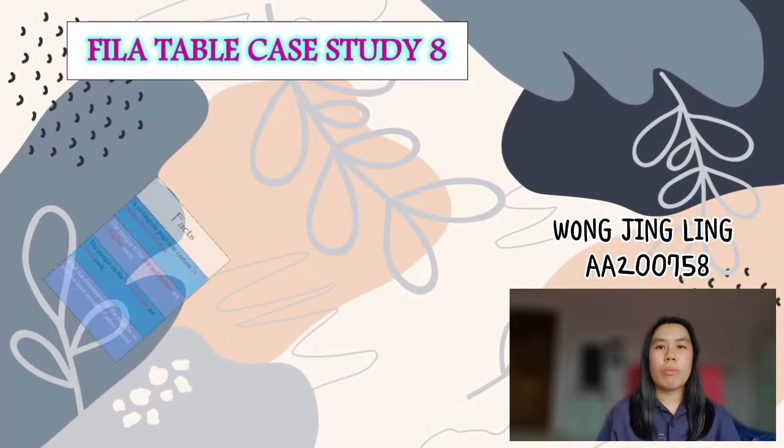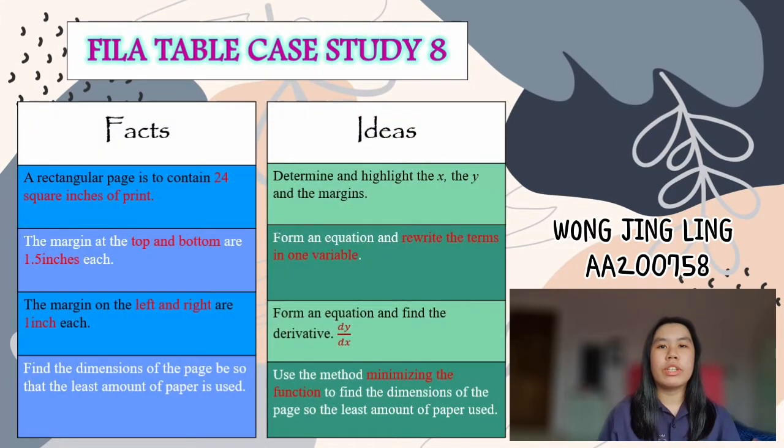The facts we get from reading the case study is that a rectangular page contains 24 square inches of print. Next is margin. For the margin of the page, the top and bottom are 1.5 inches each, and the left and right are 1 inch each. We are given the task to find what the dimensions of the page would be so that the least amount of paper is used. Now we proceed to the ideas part.